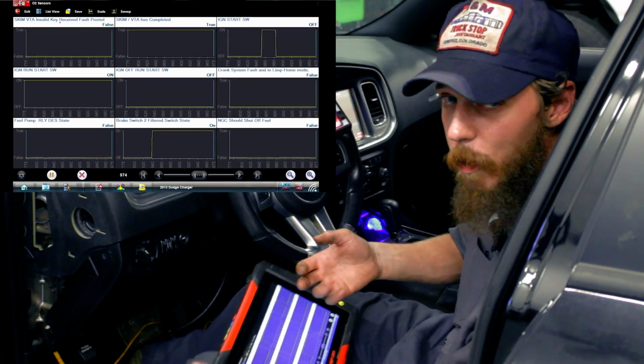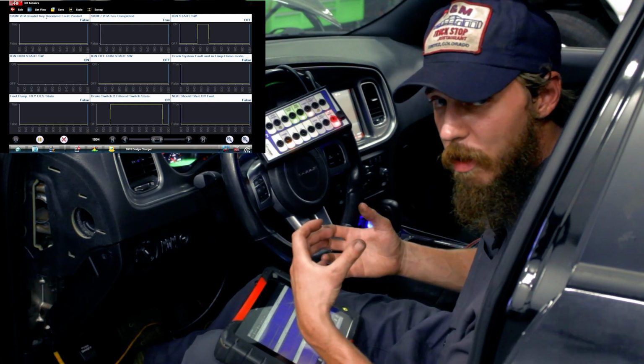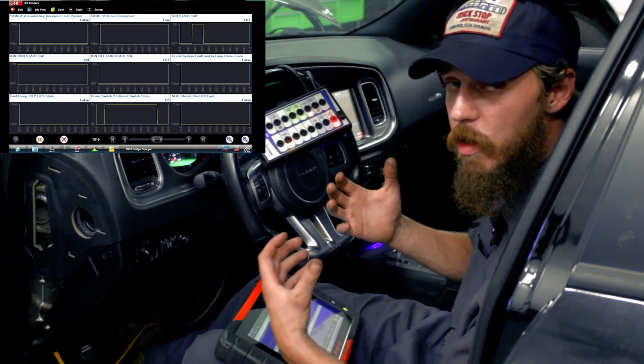So what's our next step? We're going to hop back into service information and our theory of operation to determine where our next step would be.